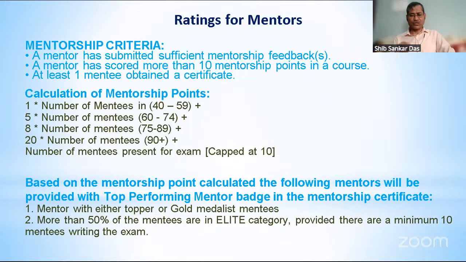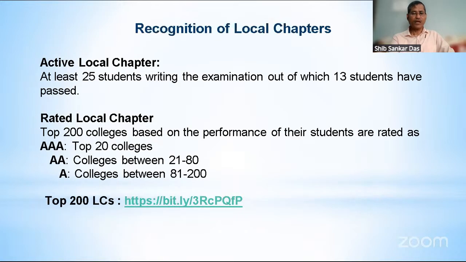However, if the candidate is a topper or gold medalist, then the mentor will get a top performing mentor badge mentioned in the mentorship certificate. Also, if there are at least 10 students writing the exam, and at least 50% of them are in the elite category, between 60 to 70, then also they will fall under the top performing mentor category. For colleges, if there are at least 25 students writing the exam, and out of that at least 13 students have successfully completed the course, then they are called an active local chapter. That is the first recognition that comes to the local chapter.